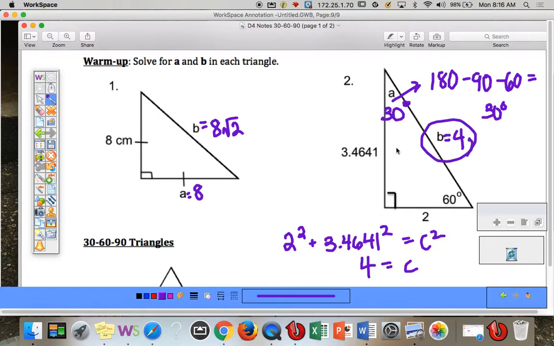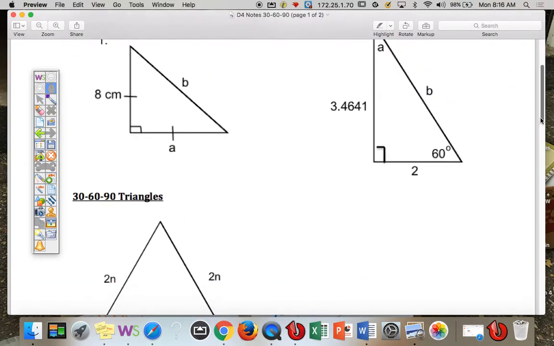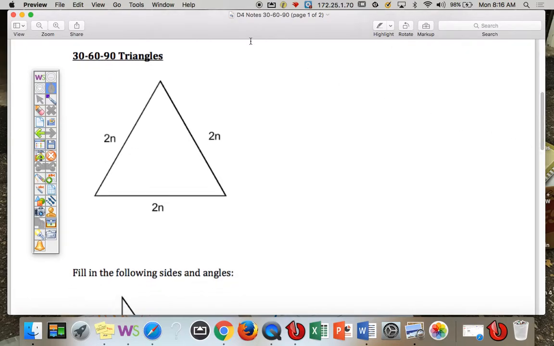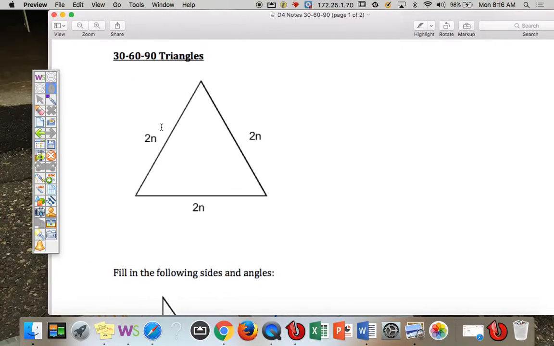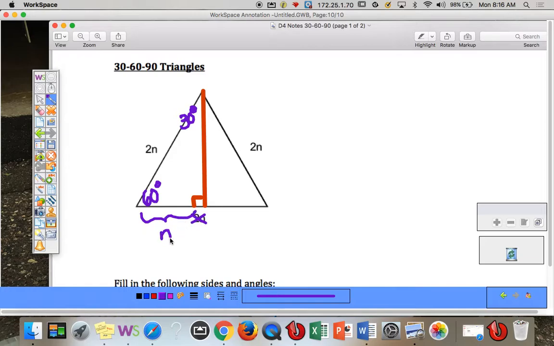So today we're going to look for a shortcut in a 30, 60, 90 triangle, just like we did for our 45, 45, 90 triangle. So here is a triangle. It's equilateral. All sides are the same. So if I cut this in half, let's use a straight line here. So if I cut this in half, this is 90. All of these angles were 60 degrees, but then I cut it in half, so this is the 30 degrees. And if this side was 2n, I cut it in half. This side will now be n.